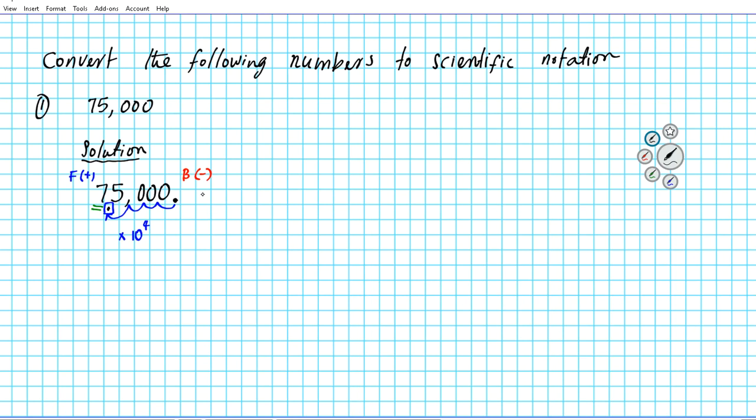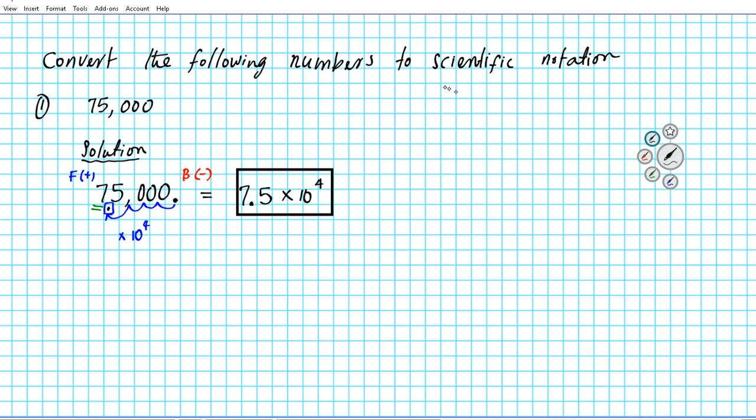So 75,000 is going to become 7.5. Since we moved the decimal point 4 places to the left to achieve this form, we have to multiply by 10 to the positive 4 power to compensate for the movement of the decimal point. So there goes your final answer for question number 1.